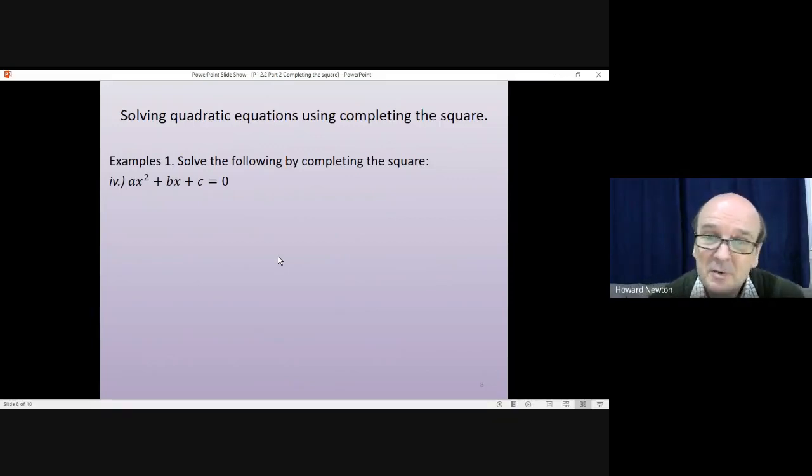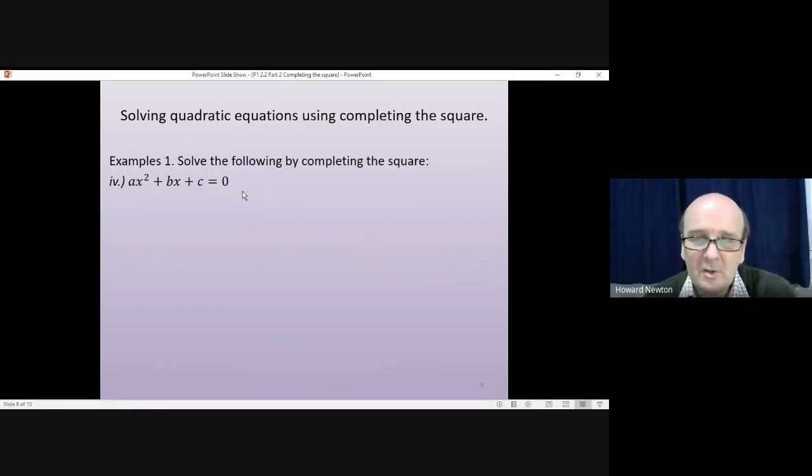You'll notice that there are no numbers in this question. We have the general quadratic equation, ax squared plus bx plus c equals 0. To solve it, you use exactly the same method as we used on the last example. To deal with the a, we divide everything by a. And then the technique is identical to what we just did.